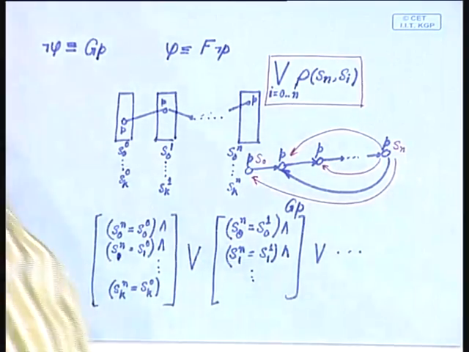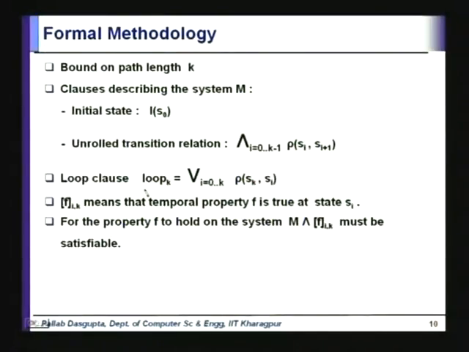Okay. So, coming back to this, the loop clause, loop k, is for all. Here k is the bound. So, for all i equal to 0 to k, there is a transition from the last state Sk to Si. So, for i varying from 0 to k: whether there is a transition from Sk to S0, or Sk to S1, or Sk to S2, or it could be from Sk to Sk also; that self loop is also fine.